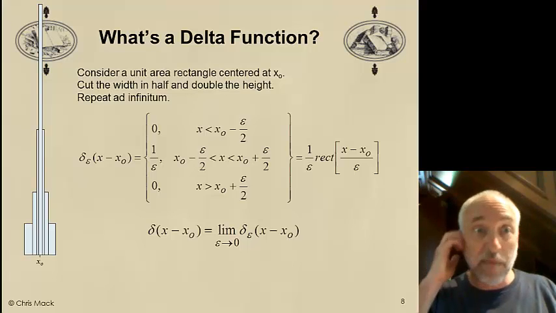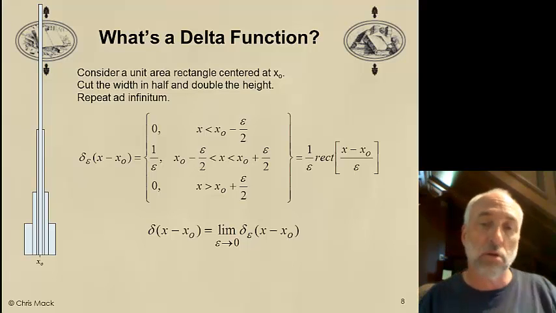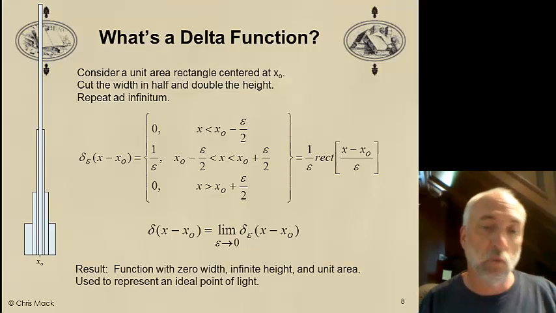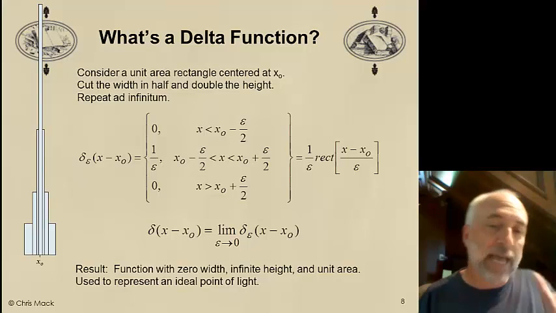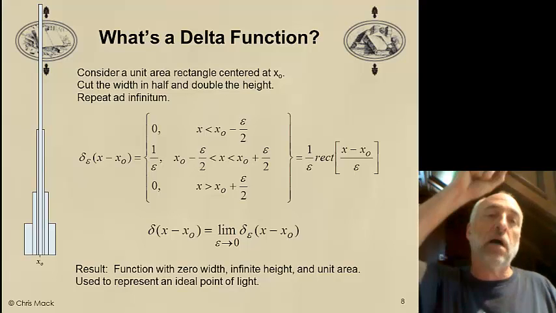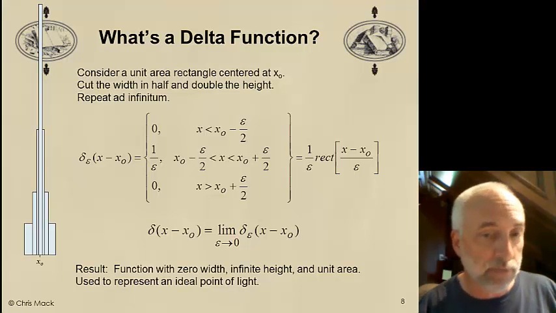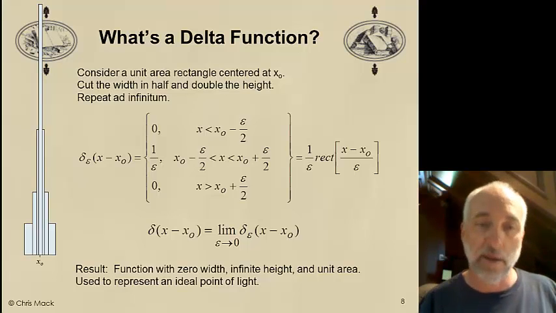The area remains 1, but this thing is getting narrower and narrower and taller and taller. If I do that forever, what I have is a delta function. I have a function that has 0 width, infinite height, and unit area. That is all a Dirac delta function is: a function with 0 width, infinite height, and unit area.